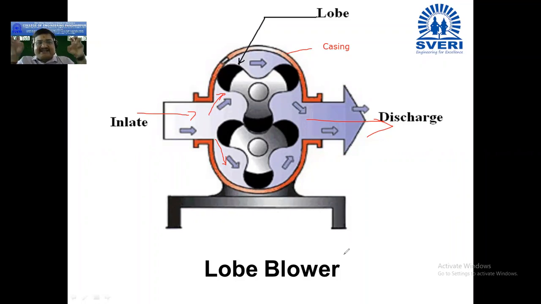The air taken inside from the inlet is pressurized due to the movement of the lobes, because the lobes are rotating with higher velocity, and we can get highly compressed air at the second end. Now you can tell me whether the working and construction of the lobe is this difficult? No, sir.